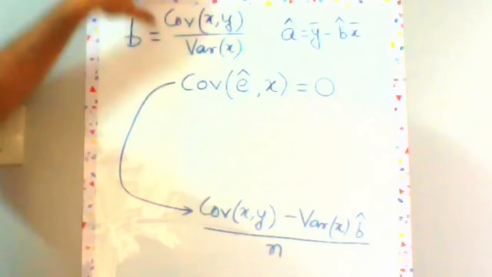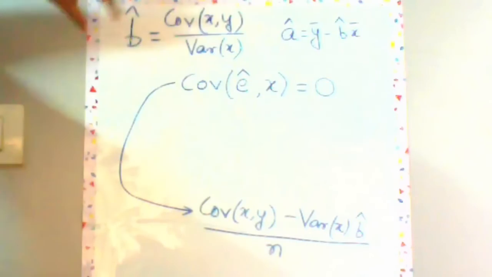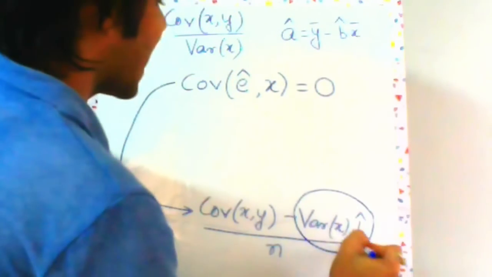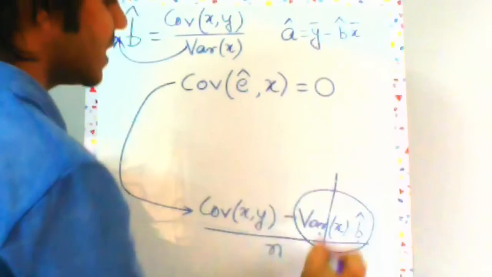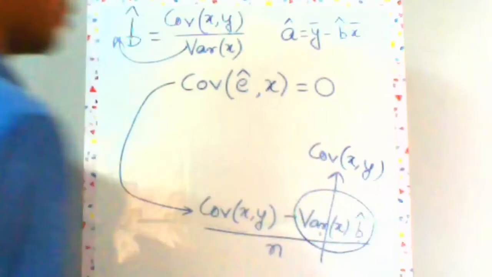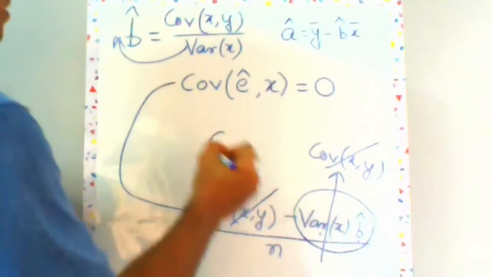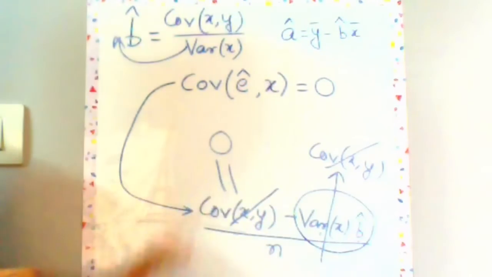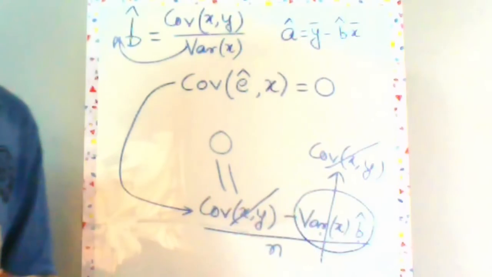Now b hat is covariance xy by variance x. So b hat into variance x is covariance xy. So this thing over here, b hat into variance x, is going to give you covariance xy, which will be getting cancelled by this quantity. So this becomes 0. So LHS is equal to RHS. Hence covariance between e hat and x is equal to 0.